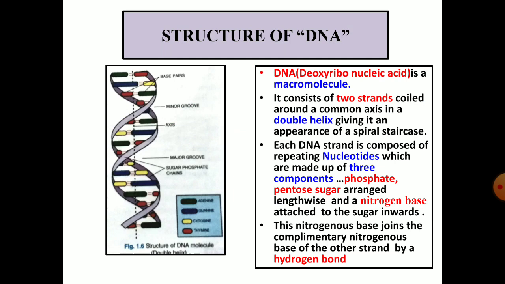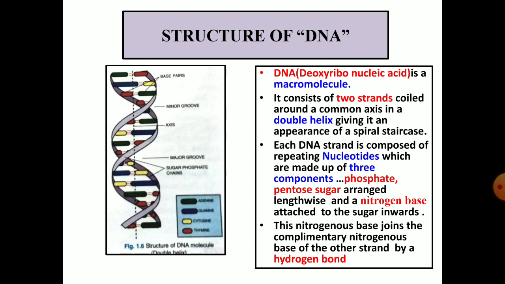Structure of the DNA. Now the question arises, what is this DNA? DNA is deoxyribonucleic acid. It is a macromolecule. It consists of 2 strands. You can see those 2 strands coiled around a common axis. That dotted line is the common axis in a double helix, giving it an appearance of a spiral staircase.